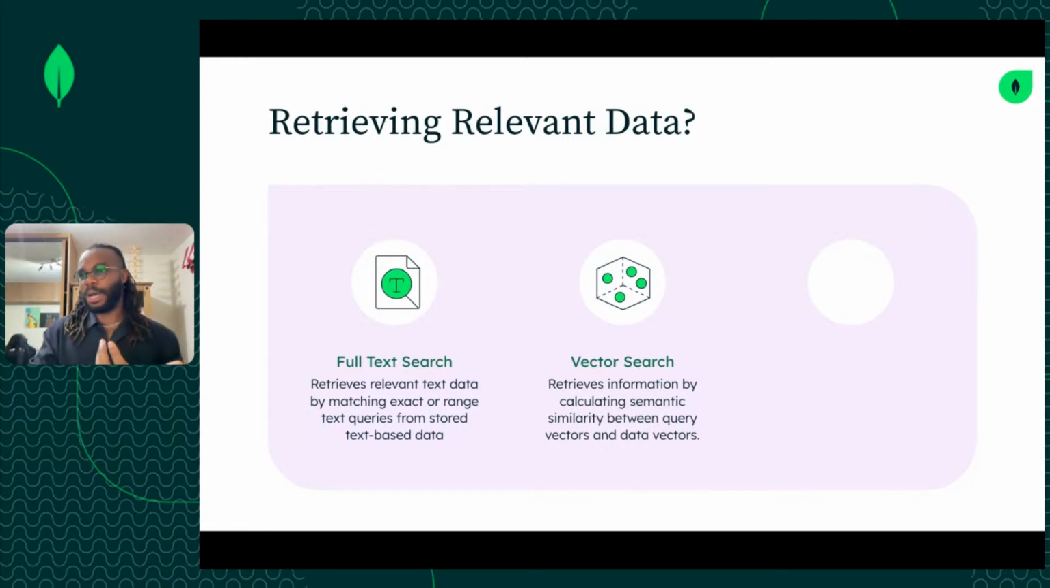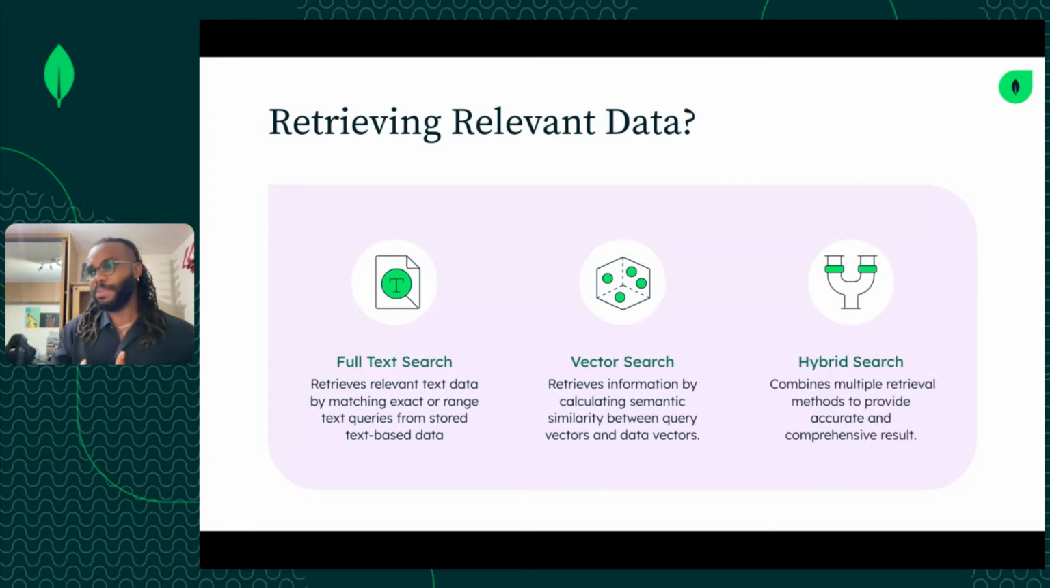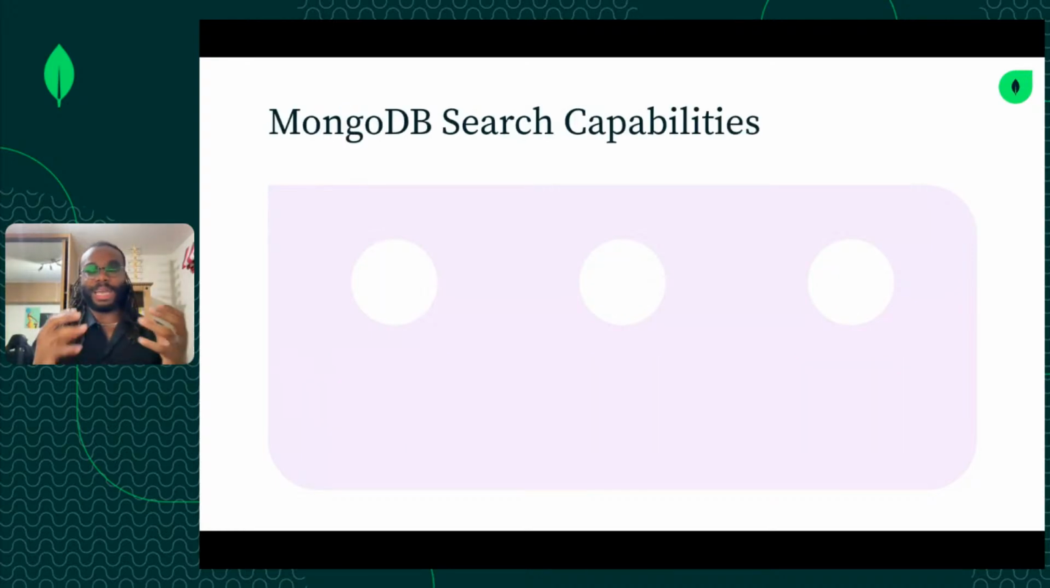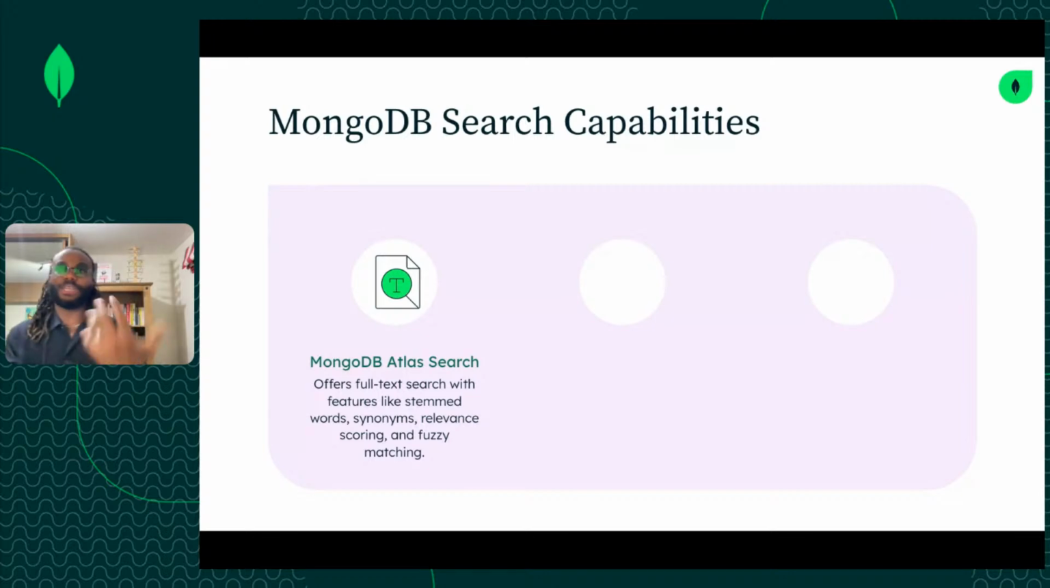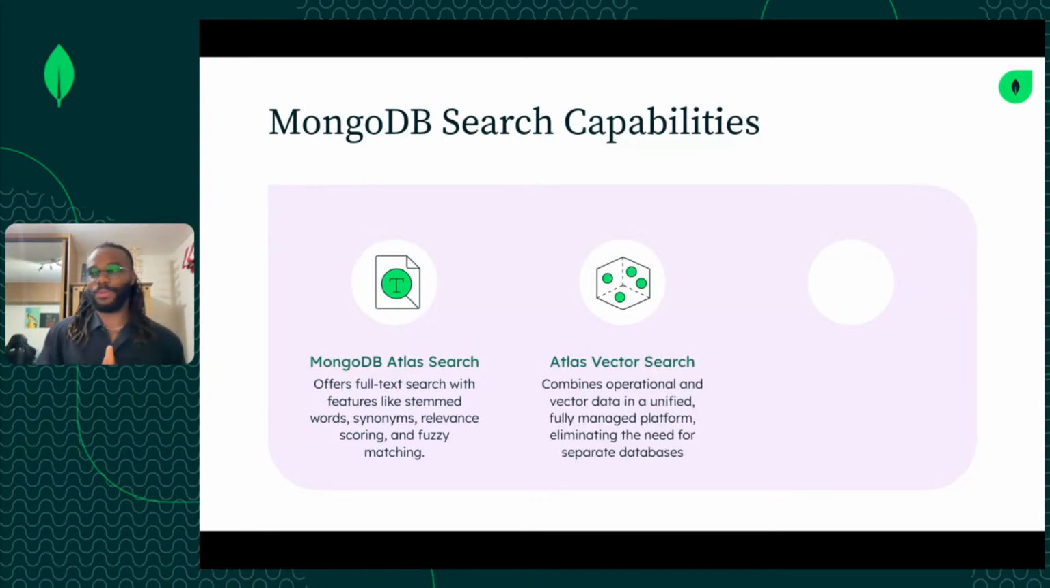So now we're moving into the realm of embedding models. But then you can combine full text search and vector search together, and that gives you hybrid search. MongoDB provides a platform that encapsulates all of these search capabilities and more. We have MongoDB Atlas Search, which gives you full text search and even more functionalities. And then we have Atlas Vector Search, which allows you to conduct vector search operations: using a query vector and documents containing embeddings in your database, find the most relevant documents to your query vector.